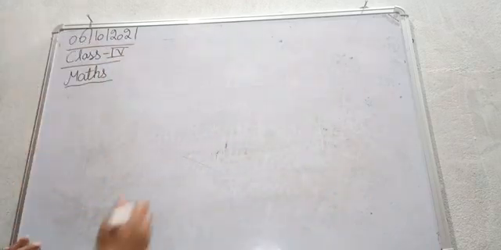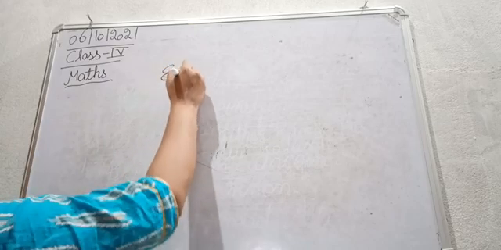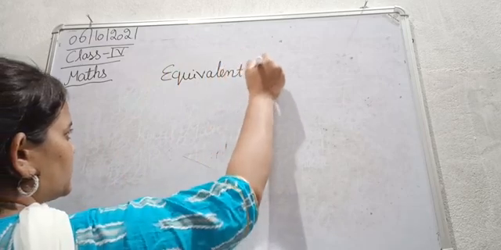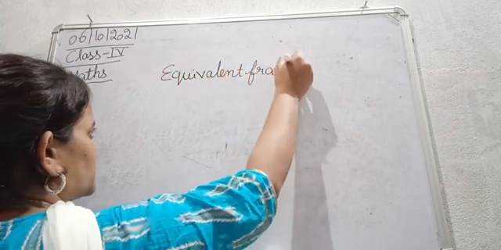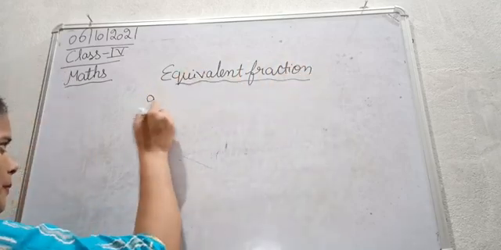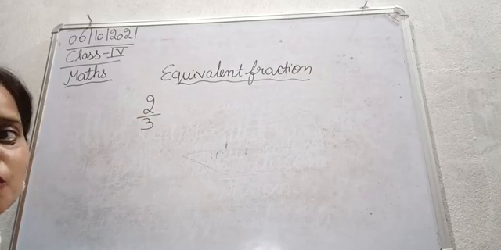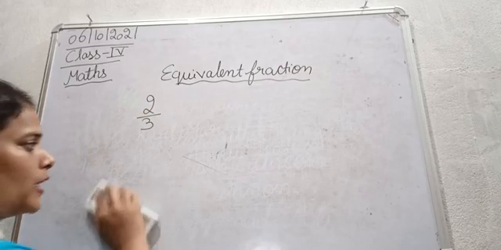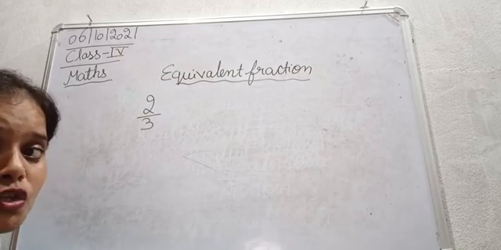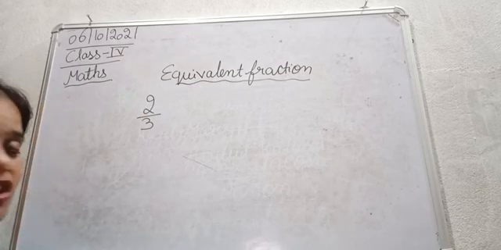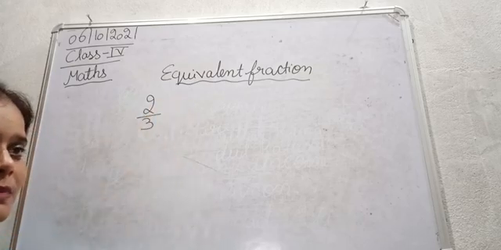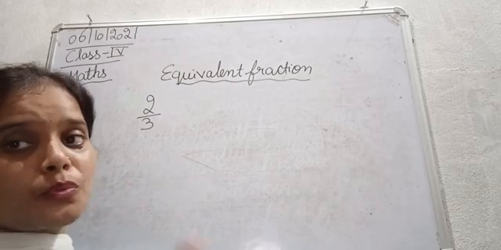Suppose you have to find equivalent fractions to 2/3. Okay, suppose आपसे बोला गया that you have to find an equivalent fraction to 2/3. So you can find the equivalent fraction to 2/3 by multiplication very easily. So जब भी आप मल्टीप्लाई करें, always multiply the numerator and the denominator with the same number.